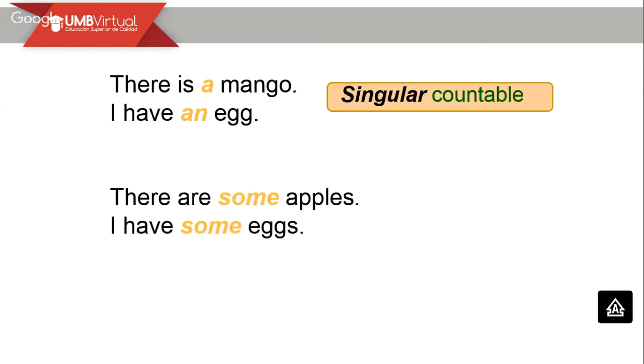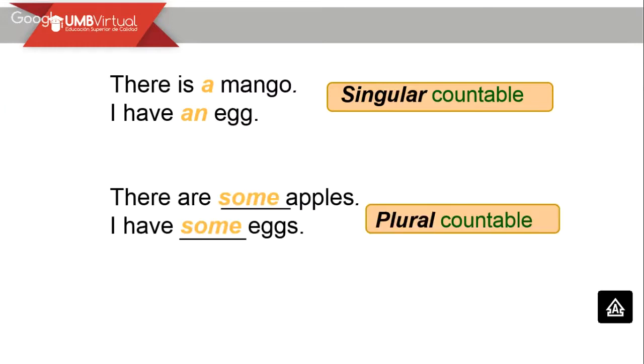Okay. So in this board, as we have there is a mango or I have an egg, singular countable, right? There are some apples, I have some eggs, plural countable. Okay, what is the similarity between them? All of them are countable nouns, all right? But some of them are singular, other are plural.